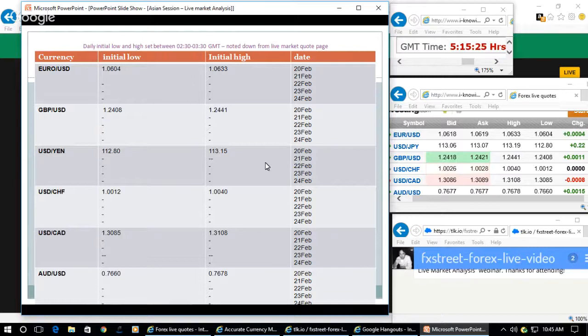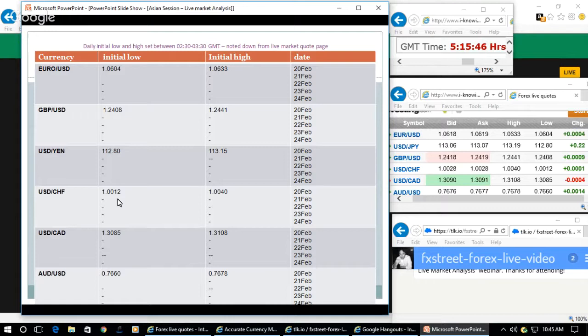113.19 is the high. The initial high was 113.15, but they just made an upward move and then came below the initial high, indicating that they will make swings either way in order to hit the stops either way and then subsequently gain the level.